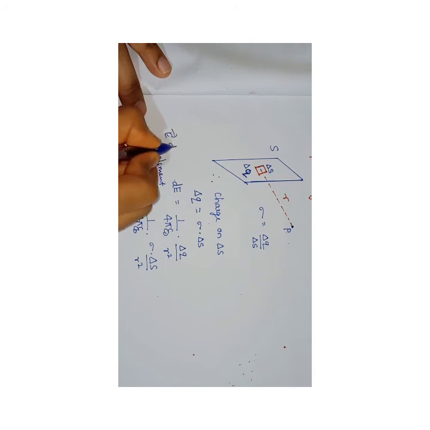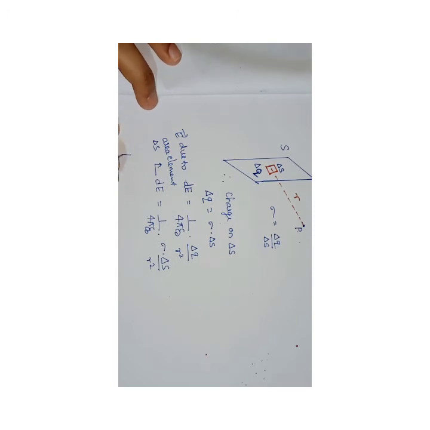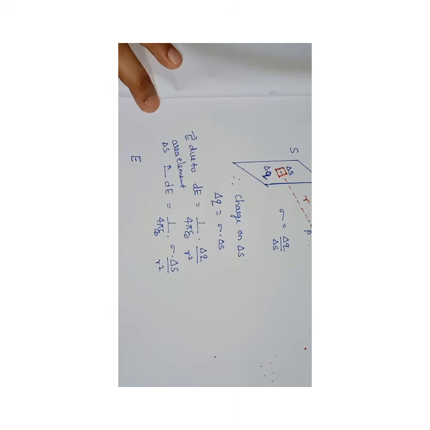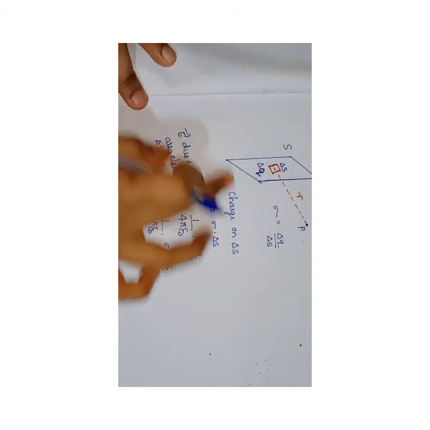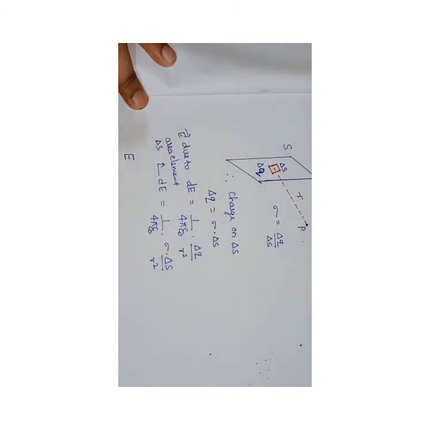Okay, electric field due to area element delta S. Now what we have to do is find the total electric field, right? Total electric field means what? Electric field due to this entire surface S. So for that, what we have to do? Integration, right? So this is one of the tools we are using.